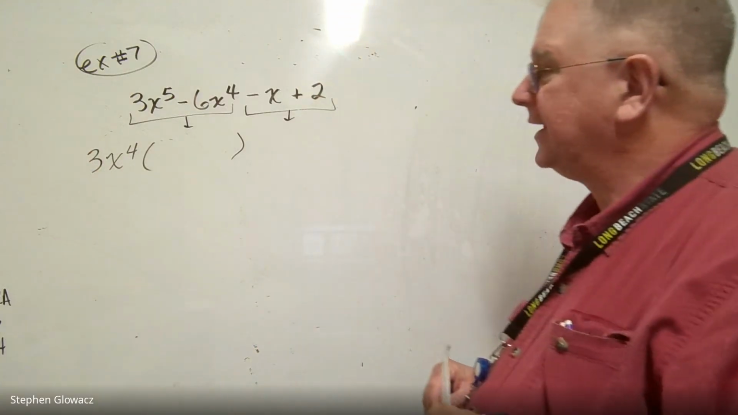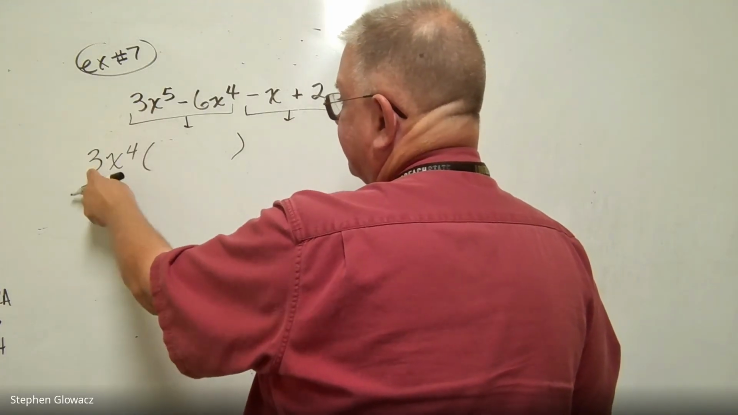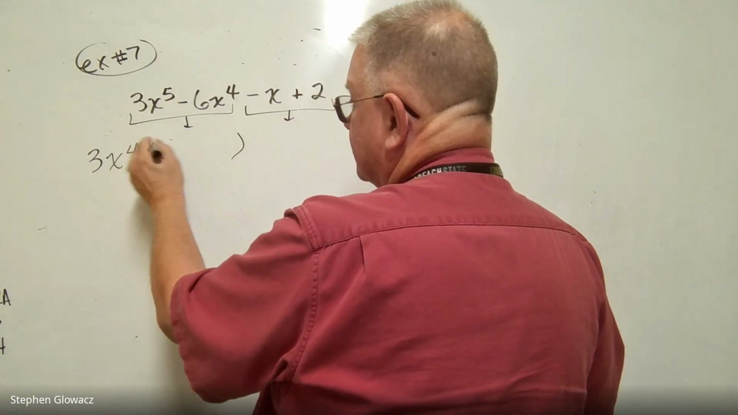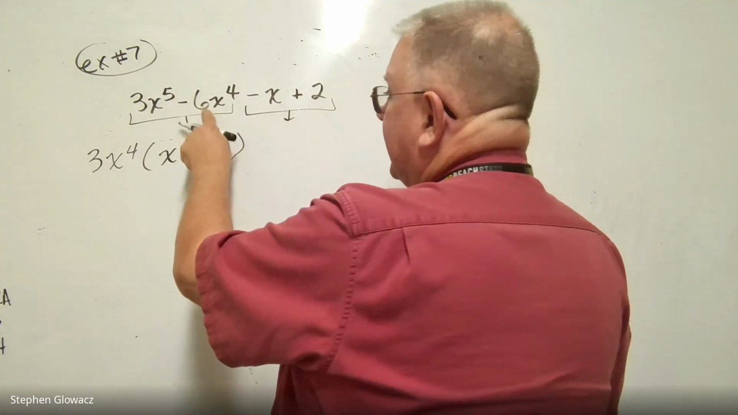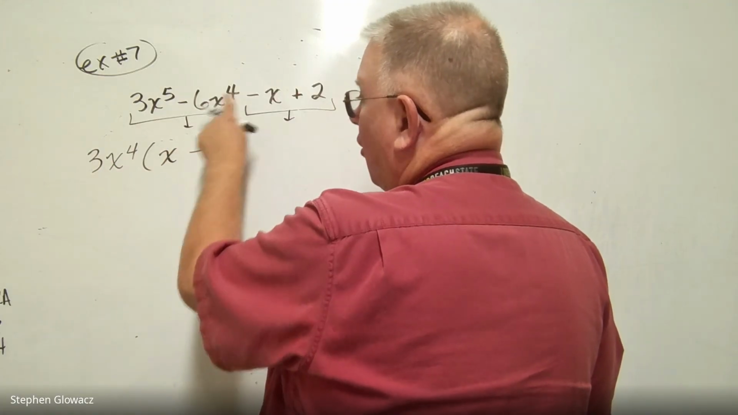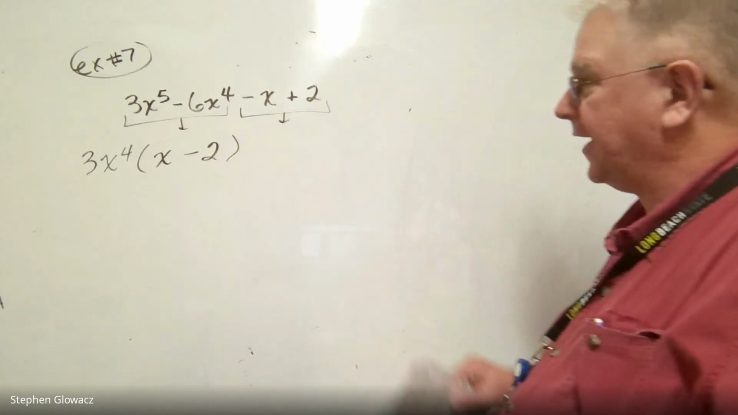So let's see what remains inside the parentheses for the first 2 terms. The 3 was factored out. Of these 5 x's, 4 were factored out. So there's only 1 left there. 5 minus 4 is 1. Here, negative 6 divided by 3 is negative 2. And all 4 x's were factored out. So this is x to the 0, or just nothing there.